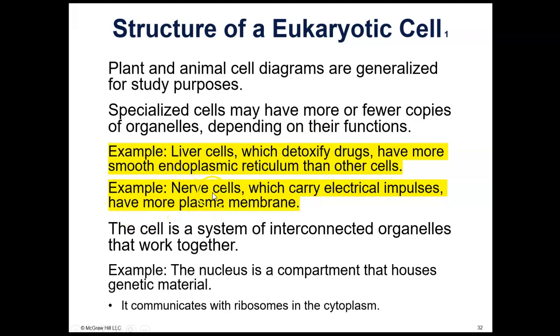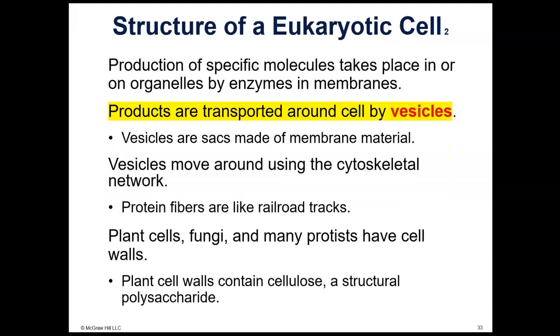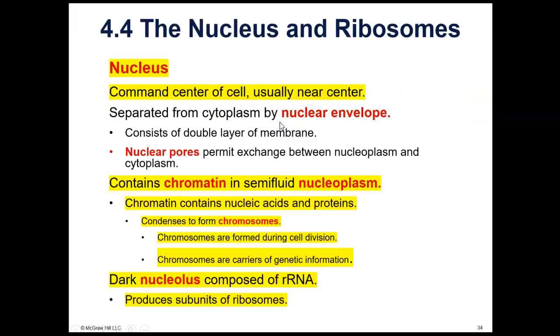And then nerve cells, their main job is to carry electrical impulses, have more plasma membrane than other cells do. They have long extensions, which is mainly plasma membrane with not much inside. Okay, vesicles are just for transport. They're just small little sacs that transport different materials.